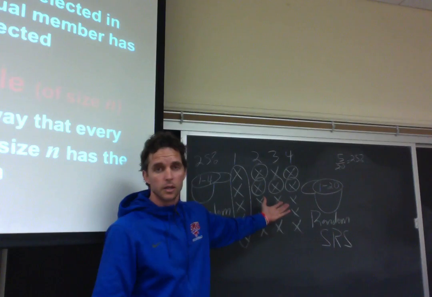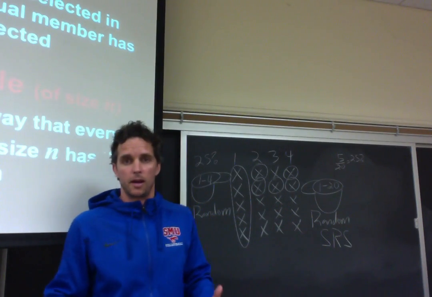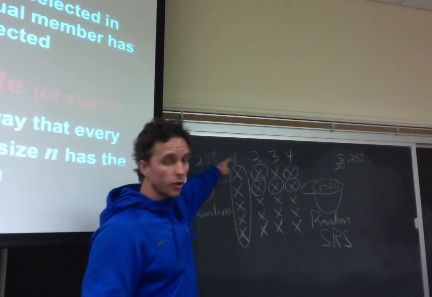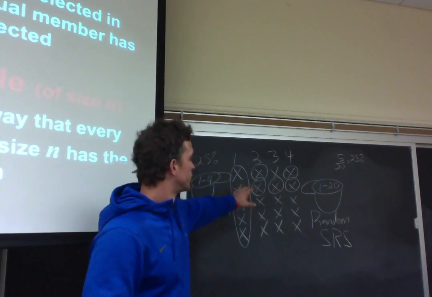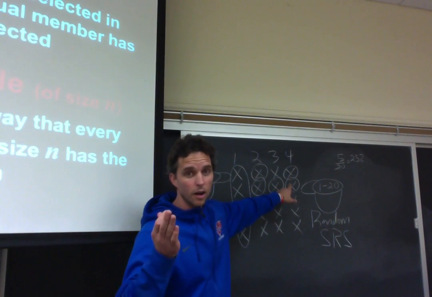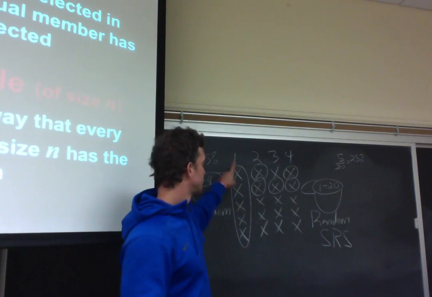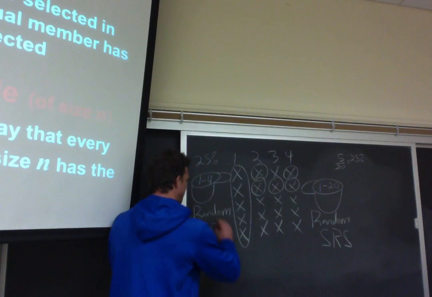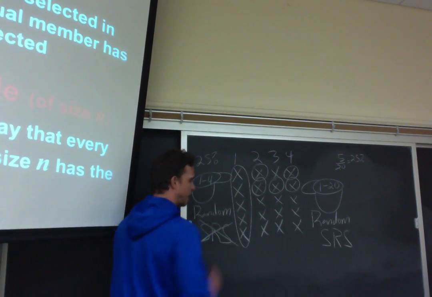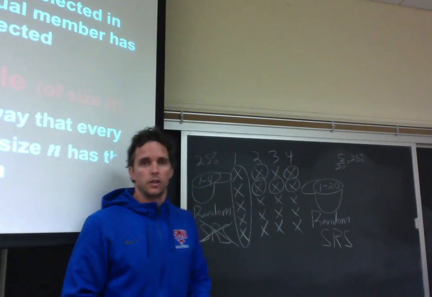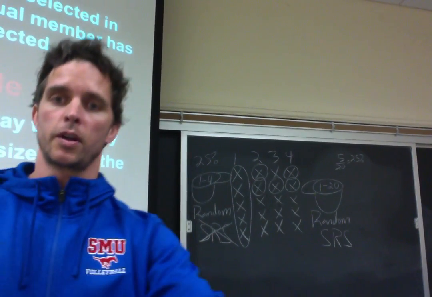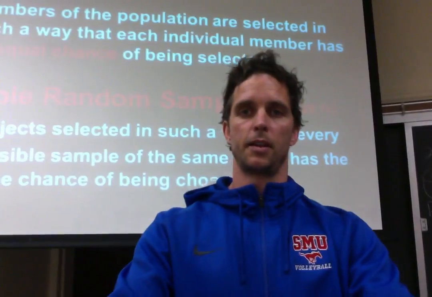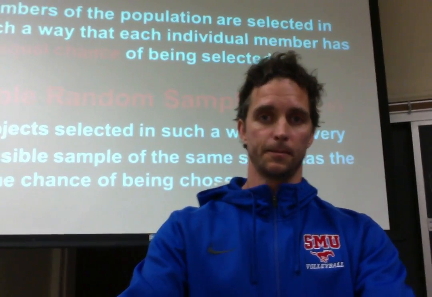They're in different rows. There's no way they can win at the same time. The only way you can win is if your single row is selected. So these 5 have a probability of 0 of being selected. These 5 have a 25% chance of being selected. That makes this not an SRS, not a simple random sample. So that's the difference. That's just a quick example between simple random sampling and just random sampling.